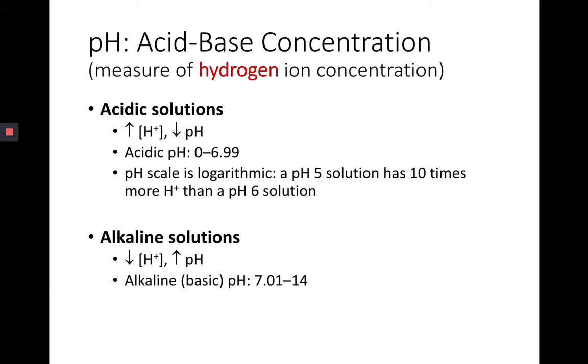And then alkaline solutions are basic solutions, and they would have a much lower concentration of hydrogen ions than our acidic solutions. So a low concentration of hydrogen ions would lead to an increase or higher pH, and anything above 7.01 to 14 in that 0 to 14 pH scale would be considered alkaline or basic. And the pH scale is logarithmic, so that means that something with a pH of 8, for example, would have 10 times more hydrogen ions than something with a pH of 9.